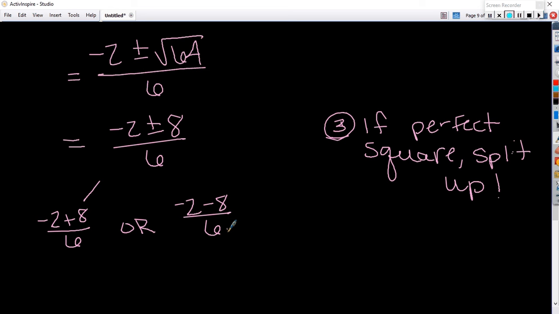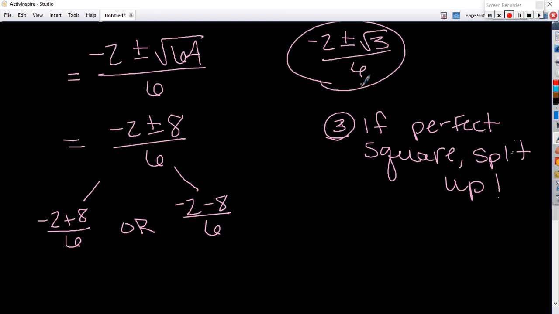It already states at the top. Isn't that what the original did? Because it's still indicating your two solutions to you. If this is a perfect square, fine. If it had been something like negative 2 plus or minus the square root of 3 over 6, you would just leave it like that. But if it's a whole number here, you need to split it up. Negative 2 plus 8 over 6 or negative 2 minus 8 over 6. We got to finish simplifying it.